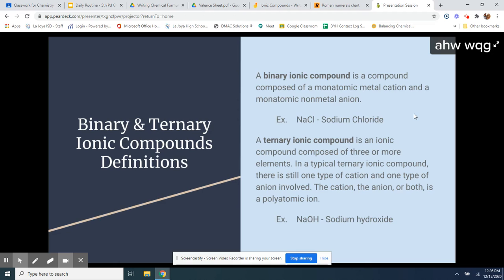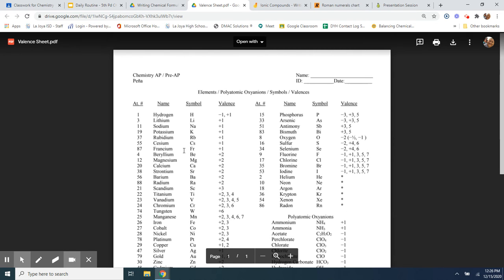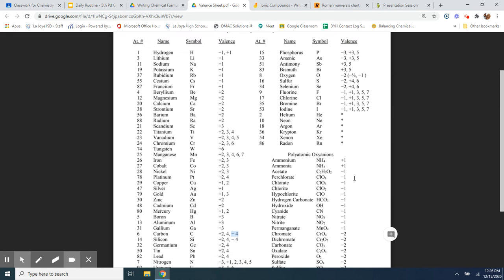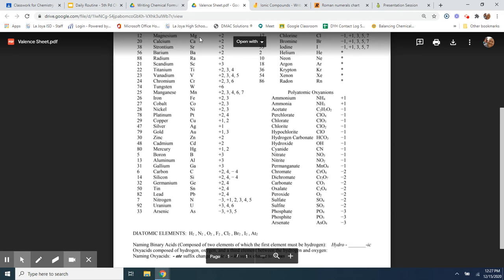Sodium is an element, hydroxide is a polyatomic, right? There's no element on the periodic table that is hydroxide. That is hydrogen and oxygen connected as a polyatomic ion. And remember, your valence sheet has all the charges and the symbols. Your polyatomics are on the right-hand side towards the bottom. These are all the polyatomics, okay? And you can see here's hydroxide, right? There's hydroxide right there. All right.